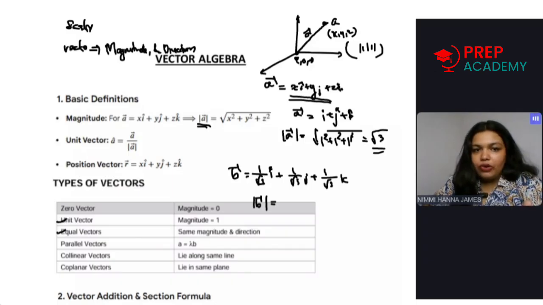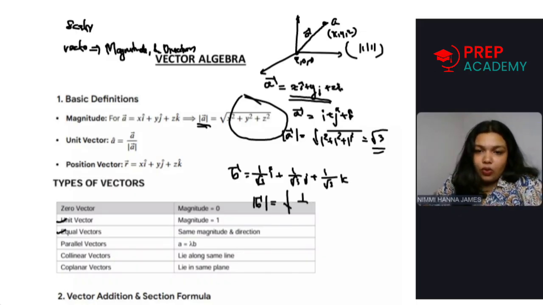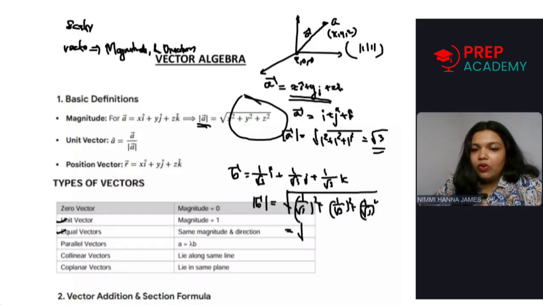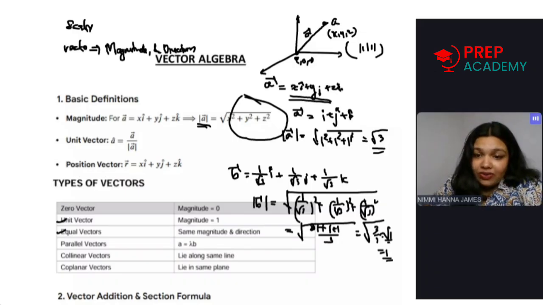Modulus of b vector. How do we find a modulus? Root of x square plus y square plus z square. So here it is root of 1 by root 3 the whole squared plus 1 by root 3 the whole squared plus 1 by root 3 the whole squared, which is root of 1 by 3 plus 1 by 3 plus 1 by 3. That is 3 by 3, that is root 1, which is equal to 1. So we got the magnitude of this b vector as 1.